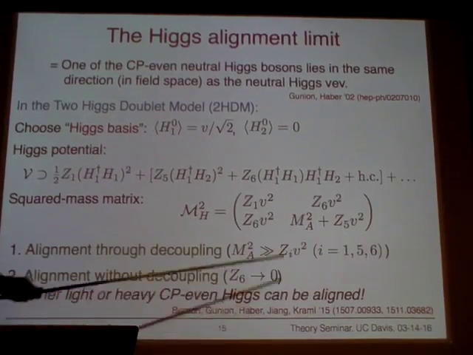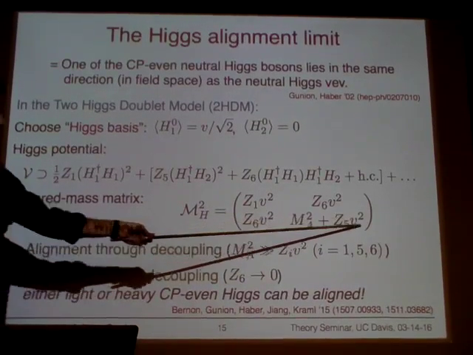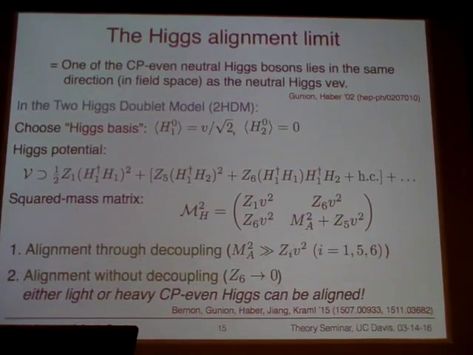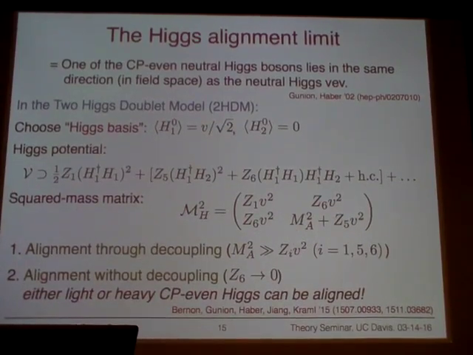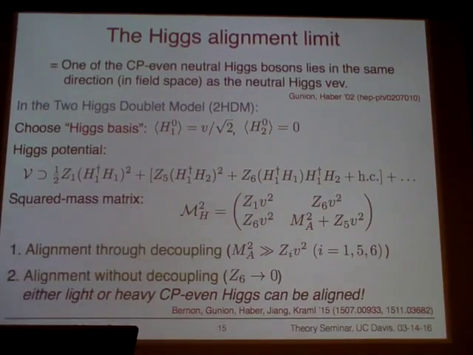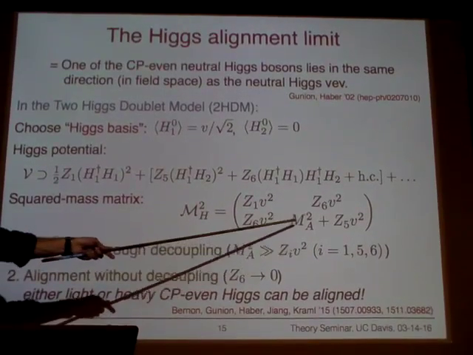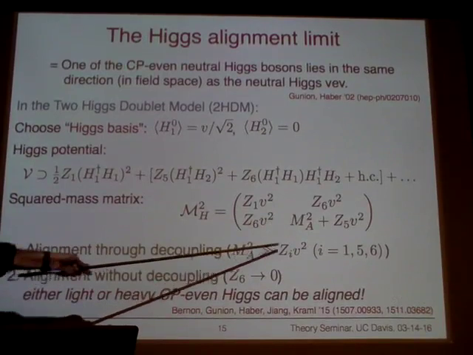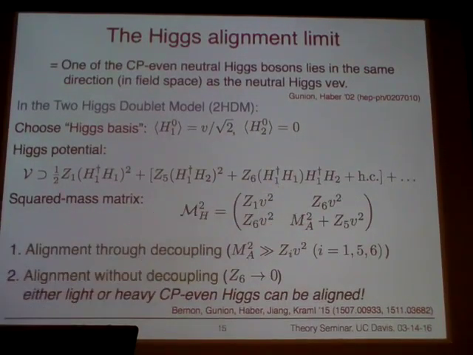So in the first case, if this matrix element becomes very large, then you approximately have a diagonal mass matrix, just like in the seesaw mechanism. And this is called the alignment through decoupling limit, or just decoupling limit, where MA is much larger than all the other terms here in this matrix.